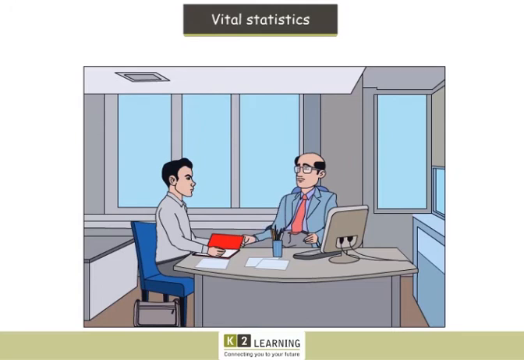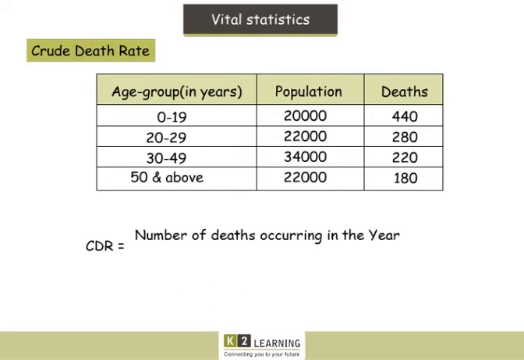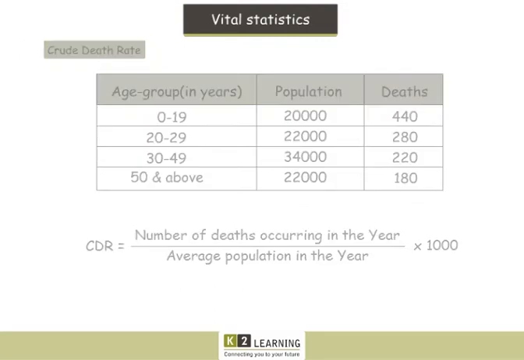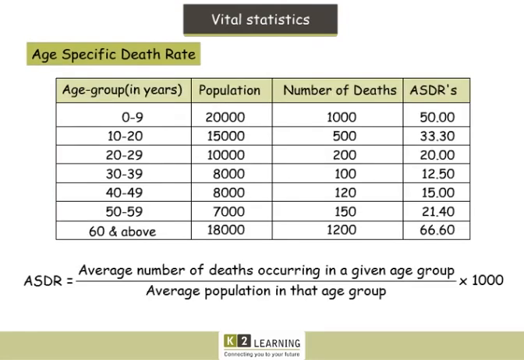Yes. The important measures of mortality are the crude death rate. The annual number of deaths per thousand people is given by the number of deaths occurring in a year divided by average population in the year into 1000. The next measure is the age-specific death rate, which is the average number of deaths occurring in a given age group divided by the average population in that age group into 1000.